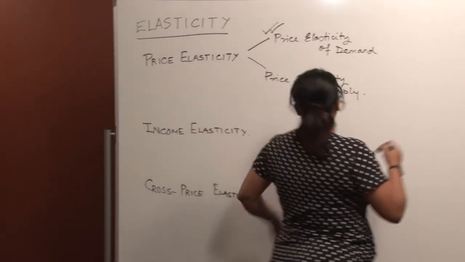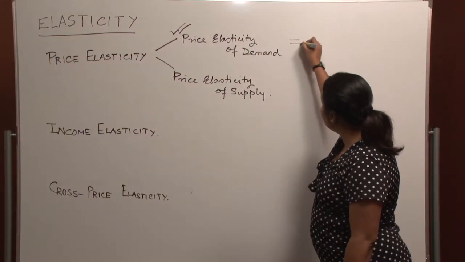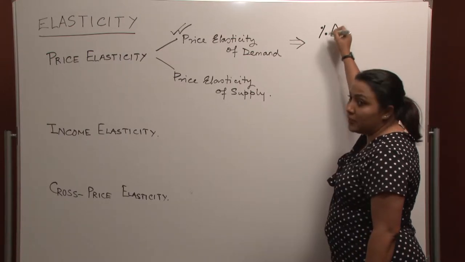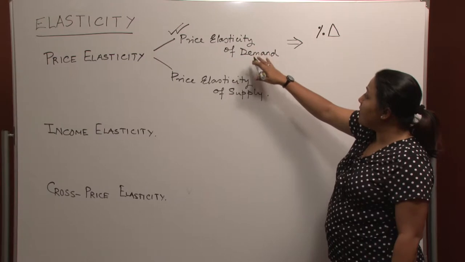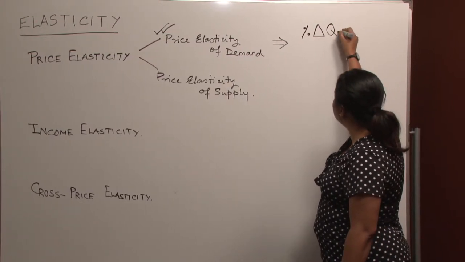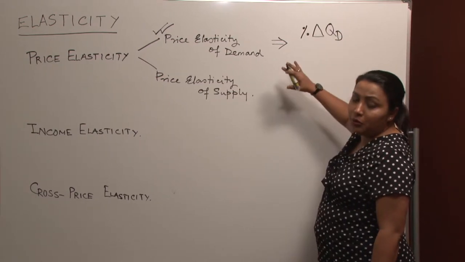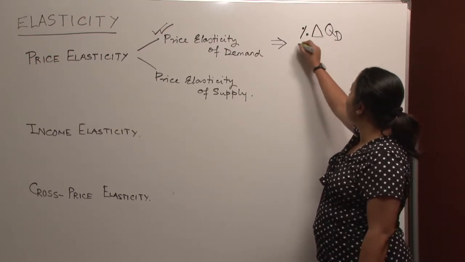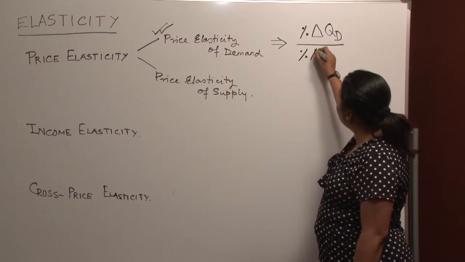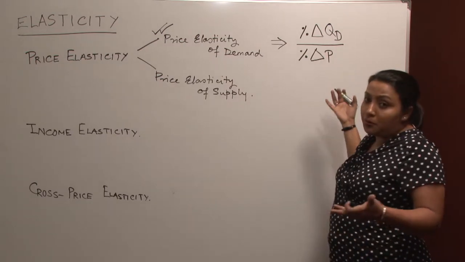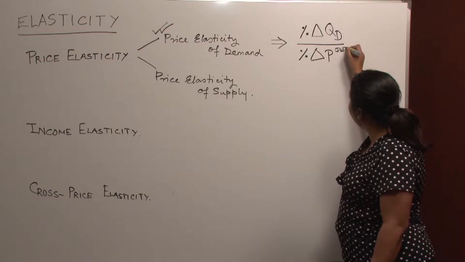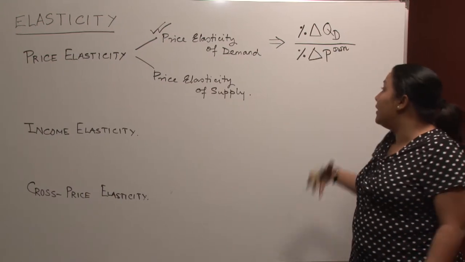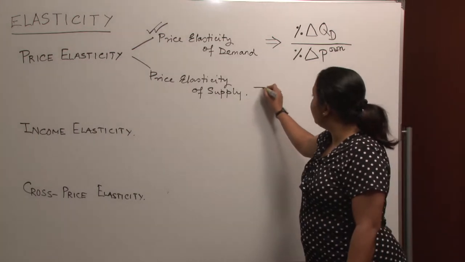So, now let us go a little bit deeper into the concept and see what that means mathematically. When we are talking about price elasticity of demand, we are basically referring to the percentage change, and in economics, we always refer to change by the Greek letter delta, which is a small triangle. So, price elasticity of demand is the percentage change in quantity demanded. I want to differentiate between quantity demanded and quantity supplied, so I am using this suffix D. It is the percentage change in quantity demanded divided by the percentage change in the price of the commodity in question, the own price of the commodity.